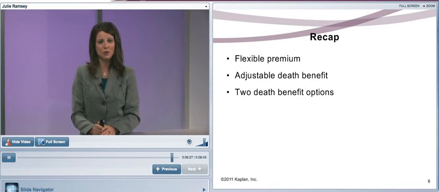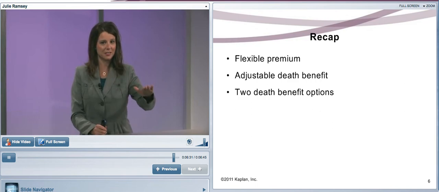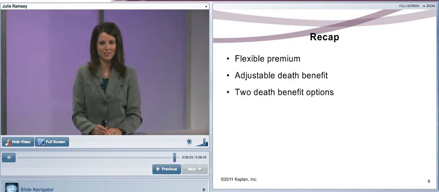We talked about the two different death benefit options. Option 1 is level. It just pays the face amount. Option 2 is increasing, and it pays both the cash value and the face amount as the death benefit to the beneficiary.